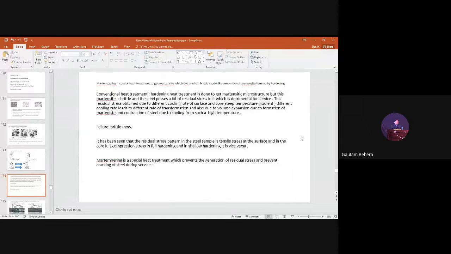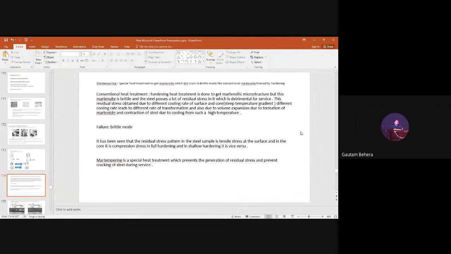If you remember the conventional heat treatment, which is hardening and tempering, in case of hardening heat treatment we get martensite, right? But that martensite is very brittle. It is hard, but it is brittle. It will break easily by brittle mode. And that martensite also contains a lot of residual stresses.